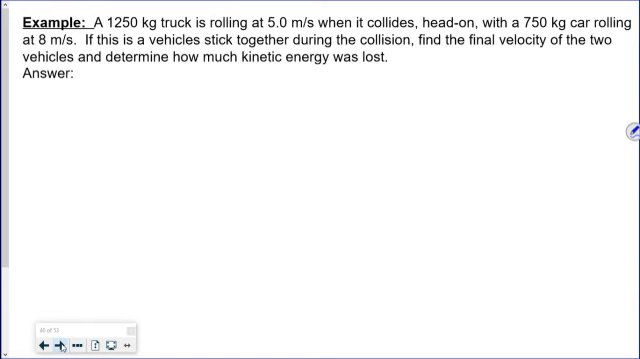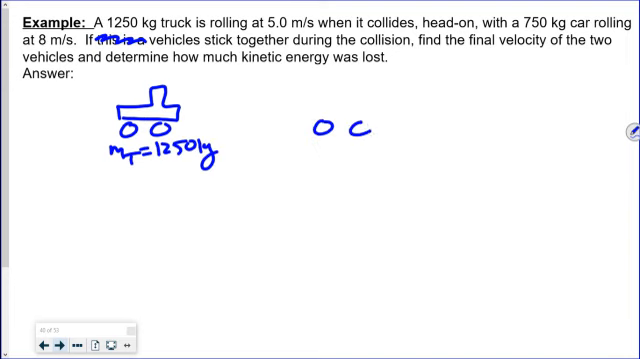All right, so here we've got a 1,250 kilogram truck rolling at 5 meters a second, and then it's going to collide, i.e. interact, head-on with a 750 kilogram car going at 8 meters a second. If the vehicles stick together during the collision, find the final velocity of the 2 vehicles and determine how much kinetic energy was lost. All right, so here we go. I always like to make a drawing. So here's my truck. Mass of truck is 1,250 kilograms. Here's my car.